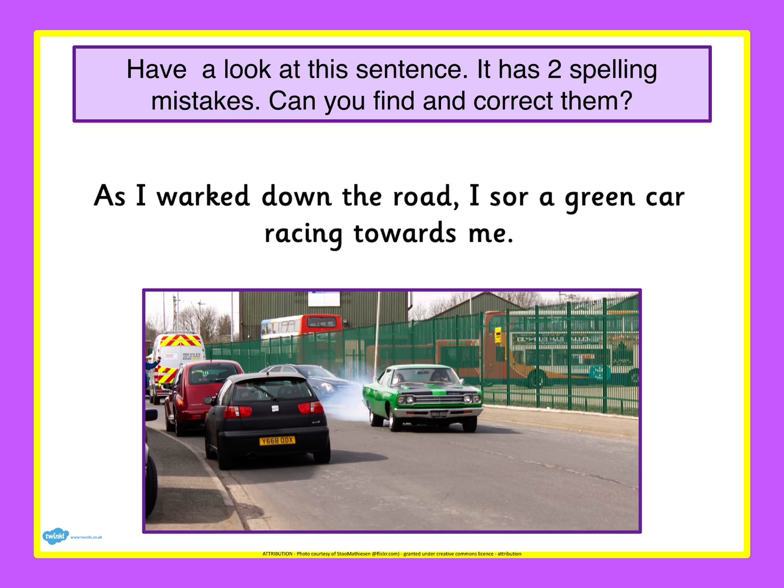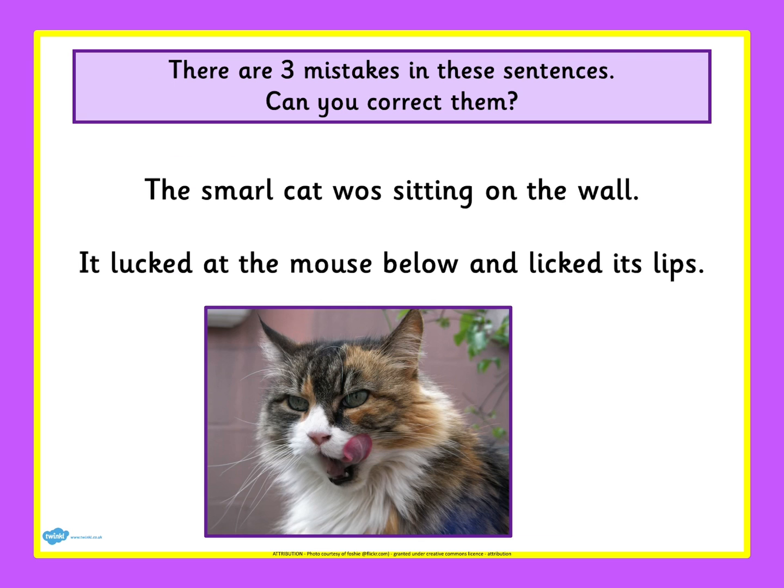Okay, boys and girls. So, I'm going to reveal the 2 words that have a spelling mistake. As I worked down the road, I saw a green car racing towards me. So sometimes reading out can help. So yeah, you should have noticed that worked was not the correct spelling, and saw is not how we say saw. I saw is the spelling that you can see there.